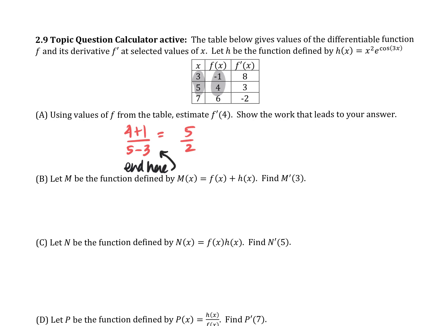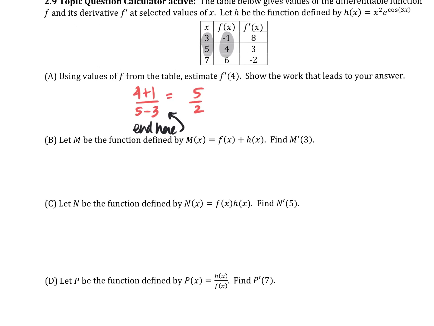Sound good? Okay, this is why I like this question. Look at what it's testing. M is some function plus another function. N is f times h, and p is h divided by f. What rules do you think we're going to have to practice here? Product rule, quotient rule, and then this one is just adding. How do I find m prime of x if m is just f plus h? F prime plus h prime. Beautiful. I'm even going to skip a step, and I'm going to say m prime of 3 is f prime of 3 plus h prime of 3.